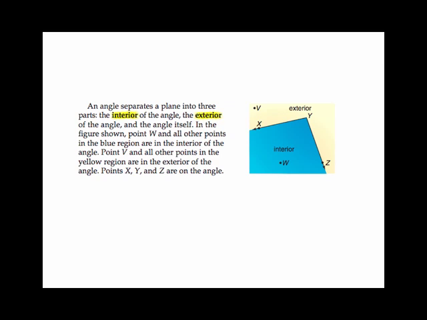Now, an angle separates a plane into 3 parts: the interior of the angle, the exterior of the angle, and the angle itself. In the figure shown, point W and all other points in the blue region are in the interior of the angle. Point V and all other points in the yellow region are in the exterior of the angle. Points X, W, and Z are on the angle.